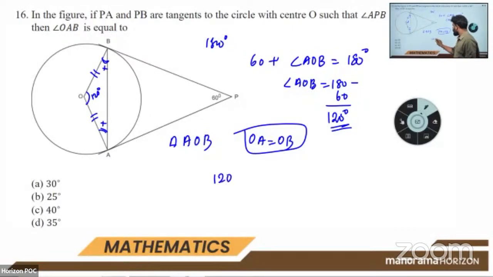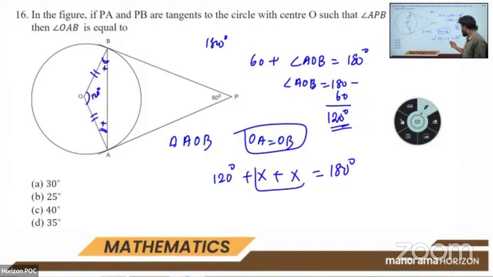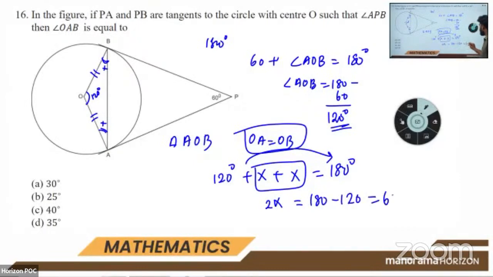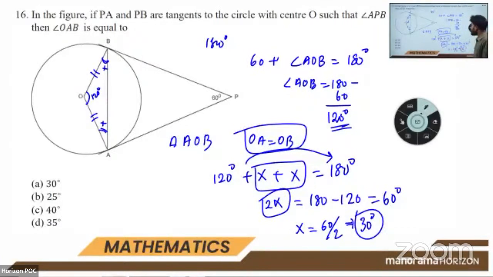So you have already an angle of 120 degrees. Now you have the other two angles as X. So 120 plus X plus X should definitely be equal to 180 degrees. X plus X is nothing but 2X. 120 goes to the right side, you get 180 minus 120, that is 60 degrees. So you have 2X as 60. What will be the X value? It will be 60 divided by 2, that is 30 degrees. So this angle over here will be equal to 30 degrees, which is option A.